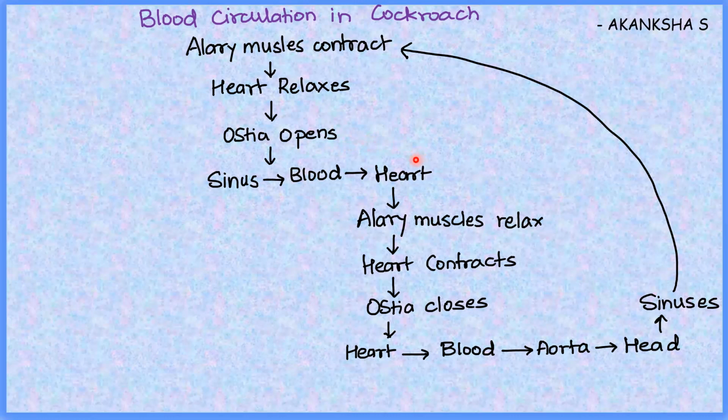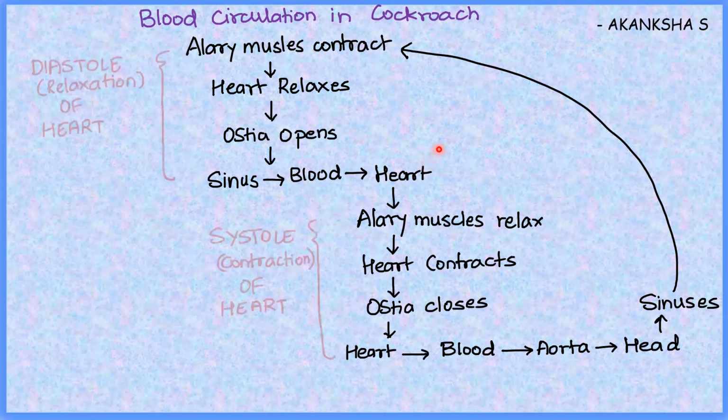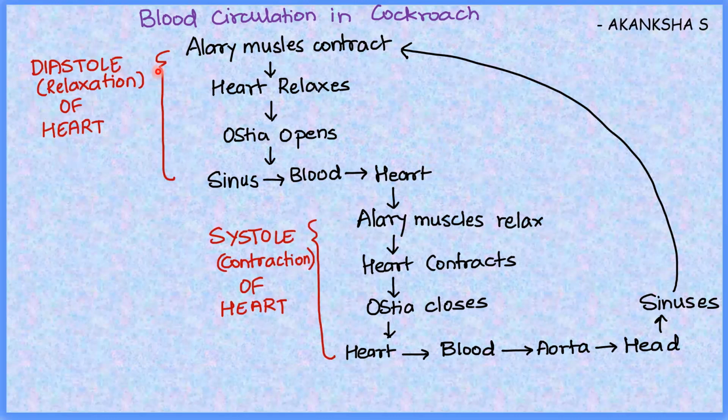Technically, there are three phases of the heartbeat, or we can say blood circulation. First is the diastole of the heart, where the heart is relaxing and alary muscles are contracting. In this relaxed condition, blood is moving into the heart. Second phase is systole or the contraction of the heart. Alary muscles have relaxed, ostia are closed off. Now the heart is going to contract and push the blood to the head. And the third one is diastasis, where the heart remains in an expanded state. So three phases of the heart and how the blood circulation occurs in cockroach.